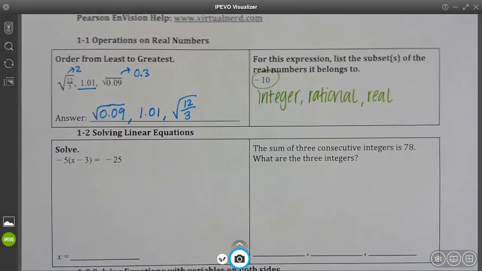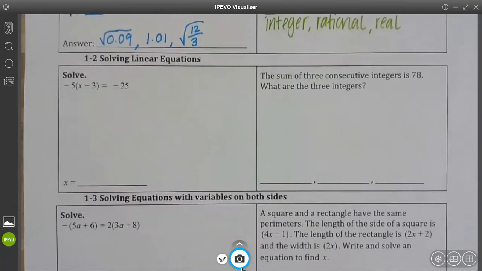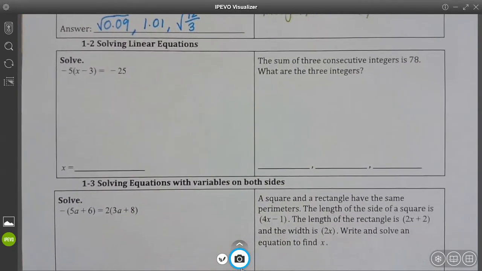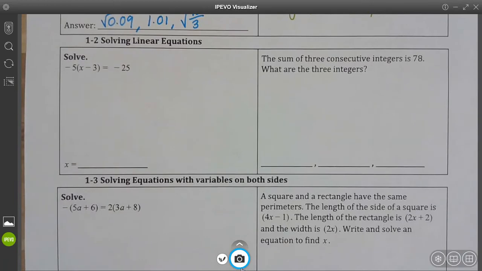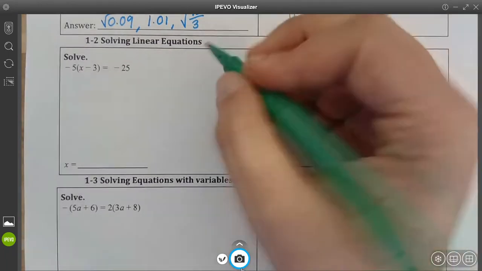Now we get into the fun part of section or topic 1, section 1.2, which is solving a linear equation. So we've got some steps that we need to follow when we're solving a linear equation. We are wanting to follow PEMDAS, right?